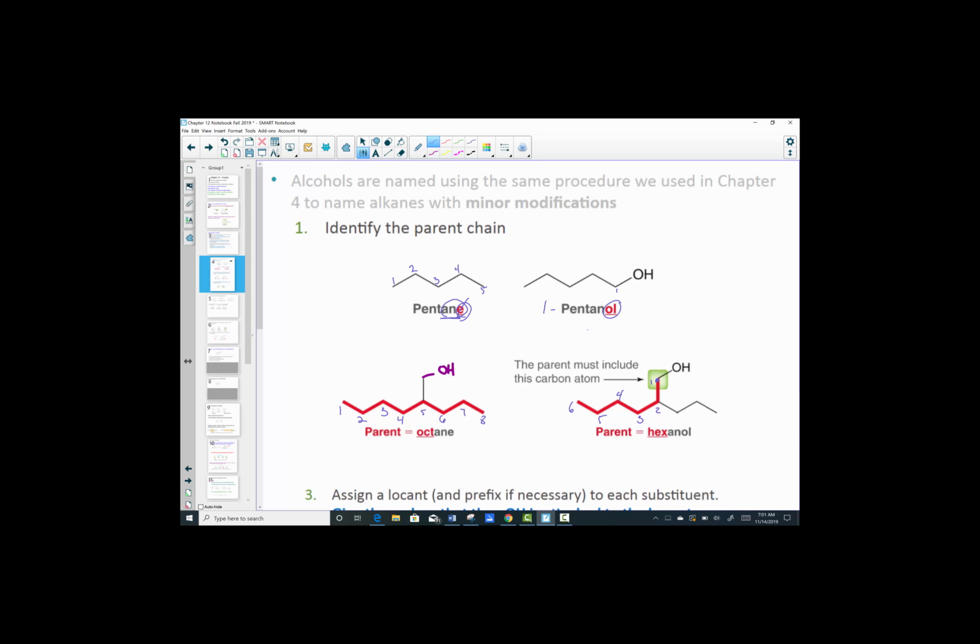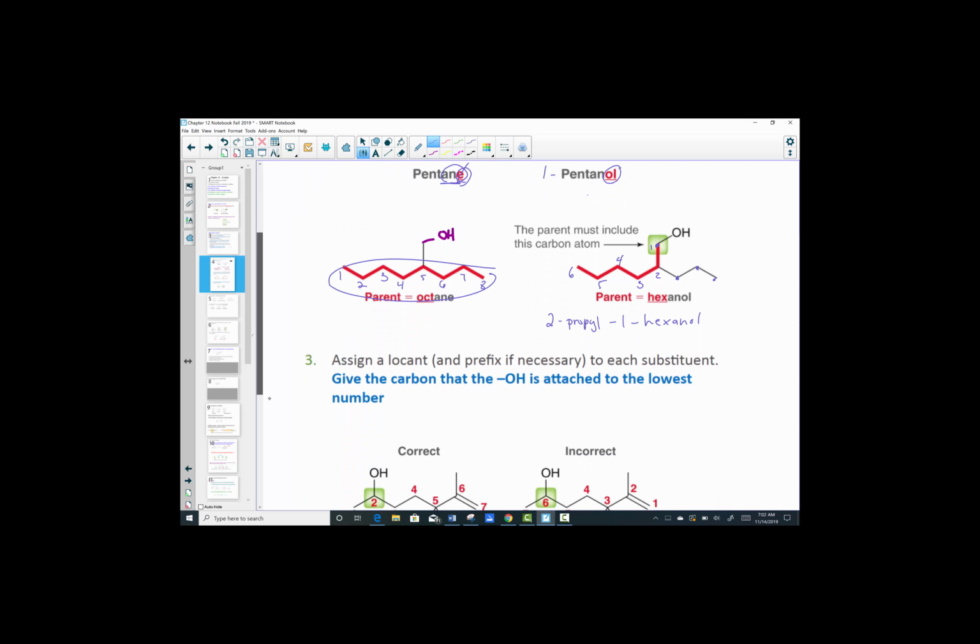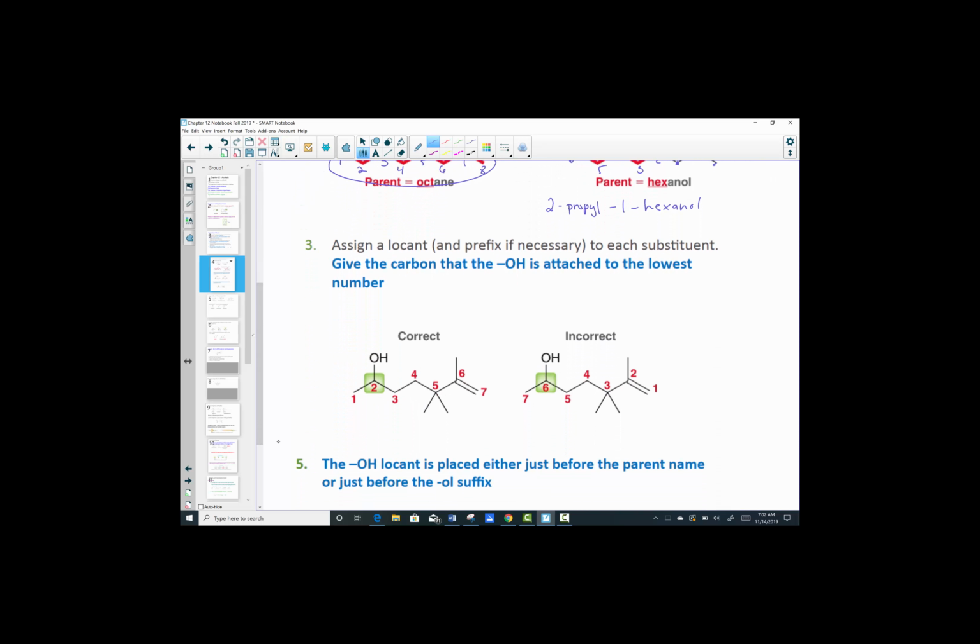The parent chain would be hexanol. At carbon number 2, just following through those examples, we have a propyl group, a 3-carbon chain. At carbon number 1, we have the OL ending, and we put it all together to create 2-propyl-1-hexanol for that particular example. Even though this chain was longer, we have to number giving the hydroxyl group priority. Assign a locant, which is a number, to each substituent, giving that carbon, the hydroxyl group, the lowest number possible.